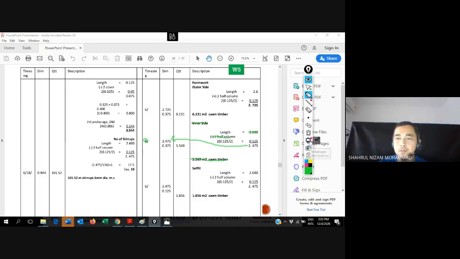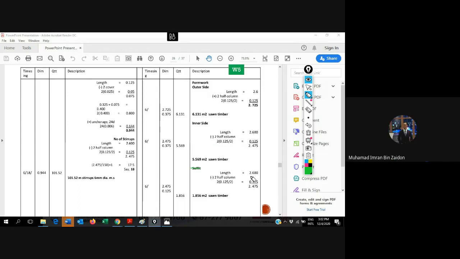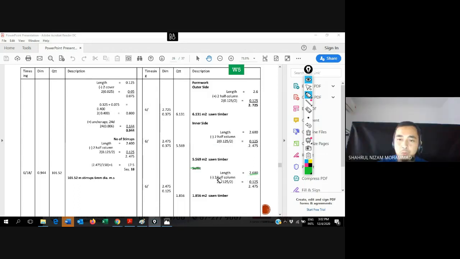And lastly, for the soffit, so the same thing, 2.6, you need to minus with two half column because the column or the beam will block the soffit side of the formwork.